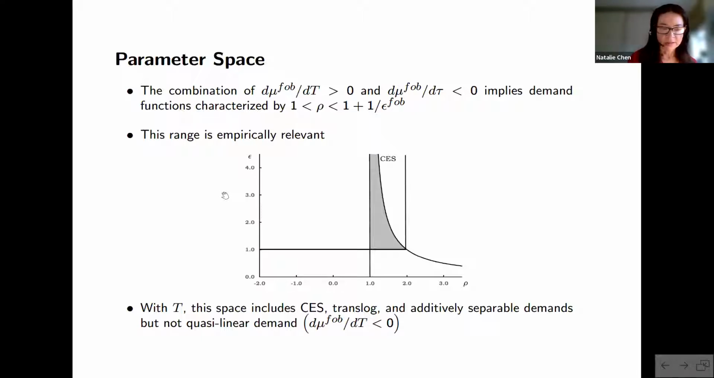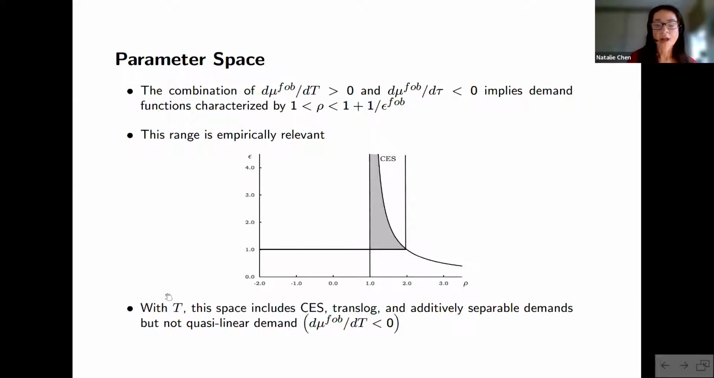So in terms of the parameter space, the combination that markups increase with the per unit cost and therefore with distance and decrease with ad valorem costs or tariffs implies that we need demand functions characterized by a convexity that is larger than 1 and less than 1 plus 1 over the elasticity. Graphically, this means that the parameter space that we need to predict our empirical results is given by this gray shaded area here. Okay? And this range is empirically relevant because it involves demand functions that are less convex than CES.